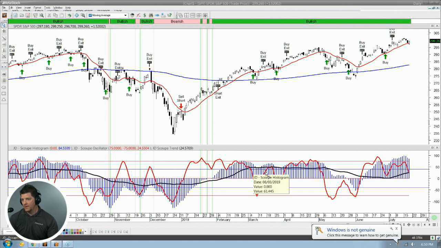Does this come with backtesting? Yes, it does. It does come with backtest. That's one of the things that I really like about this system, is the fact that you can backtest it. Proof is in the pudding, as they say.